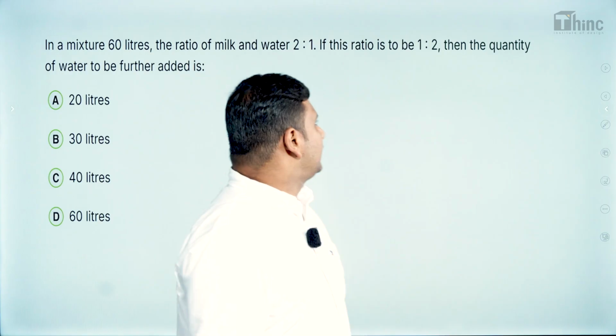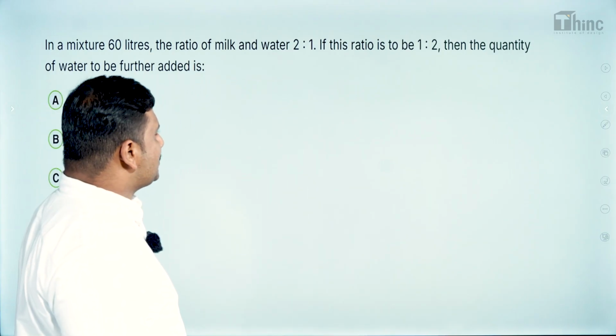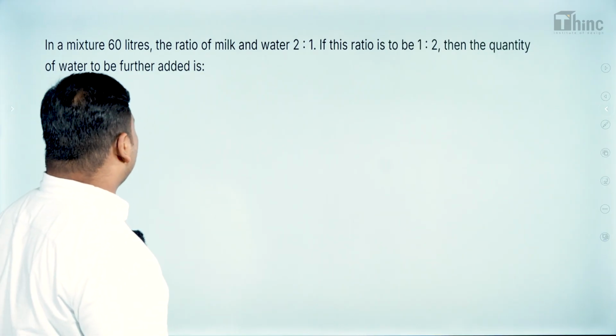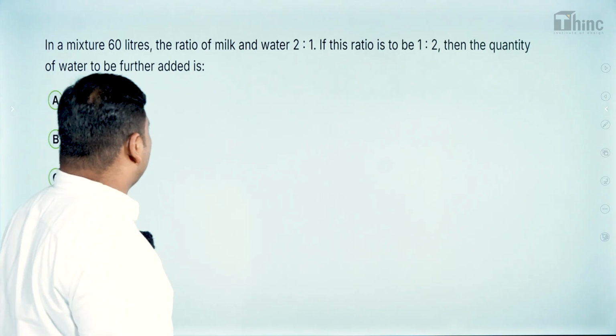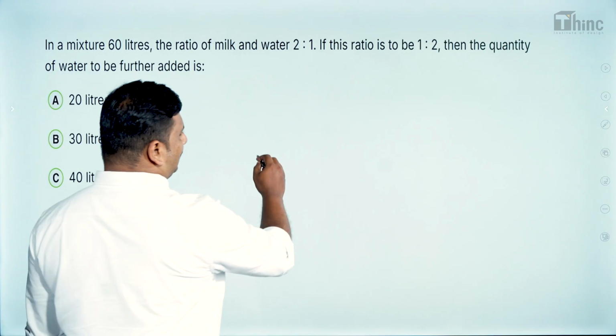In a mixture of 60 liters, milk and water are in the ratio of 2:1. If this ratio is to be 1:2, then the quantity of water to be further added. So ratio of milk and water is like 2:1. It's a 60 liters mixture, right? And ratio of milk and water is 2:1. So how much is the milk and water actually?